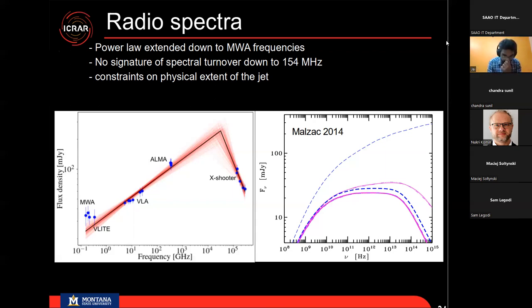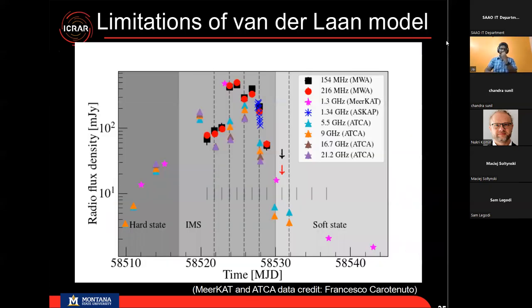Now, the next thing that I will talk about, please go to the next slide, is further constraints that we have observed on the Wonderland model. So this is the multi-frequency light curve for MAXI J1348-630. It was monitored with MeerKAT also at high cadence, you can see. And here every line, the big dashed line and then the small vertical lines, highlights one day of observations.